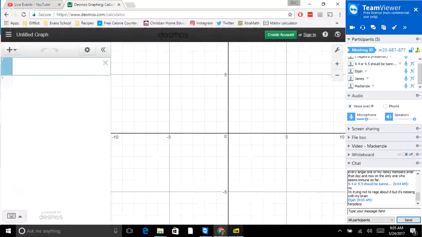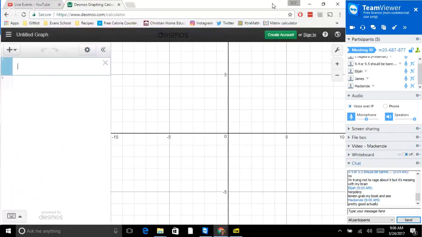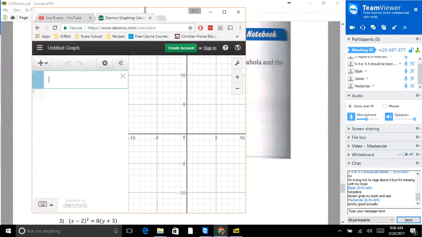First of all, does anybody have any questions that they want to go over? Specifically 9.4, 9.5? Or any section in chapter 9? Okay. James, Mackenzie, how are you guys doing with these sections? Cool. Well, that's good. I'm glad everybody doesn't like them.